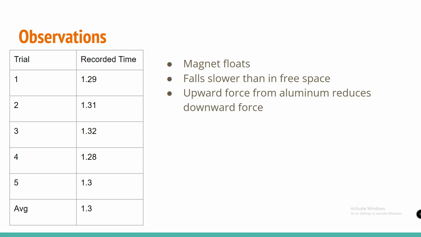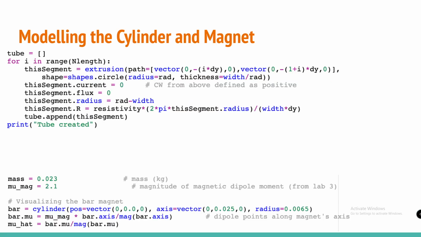The magnet's physical properties were that it was 0.023 kilograms, and the magnetic moment is 2.1 amps. So here are my observations in a table format, and the average was 1.3 as shown. The magnet floats and falls slower than in free space due to the upward force from the aluminum, which is counteracting the downward force from gravity.